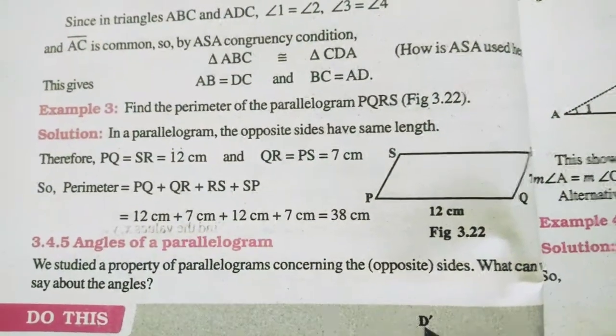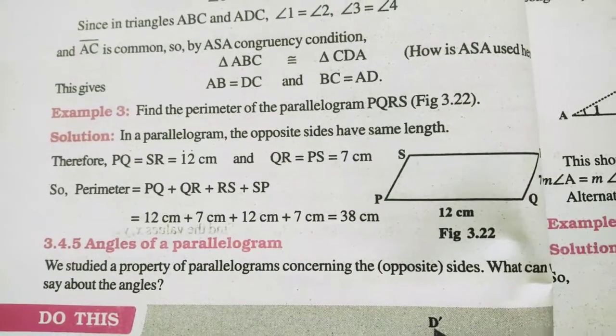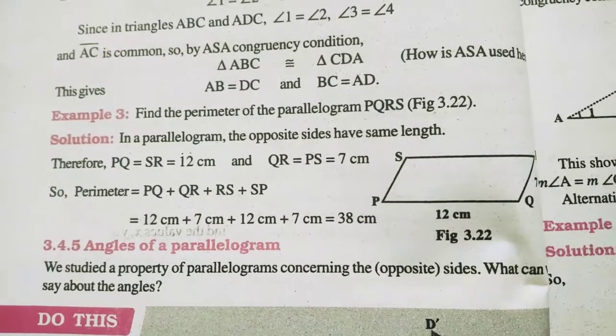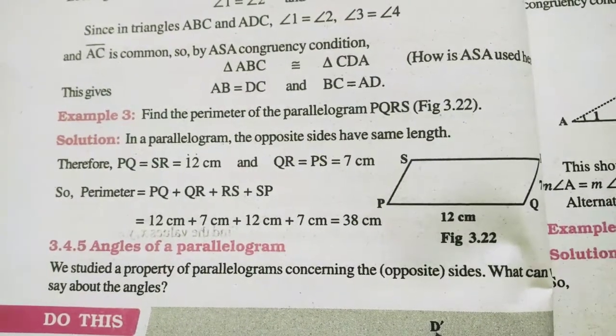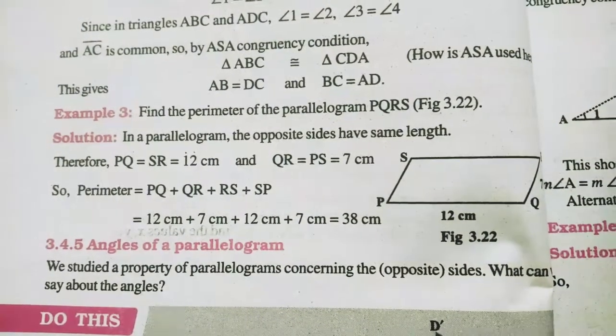So how can you find the perimeter of a parallelogram? I have explained you, to find the perimeter of any figure you have to add all the sides. This is a simple formula, simple method. When you add all the sides, then it is the perimeter of that figure.